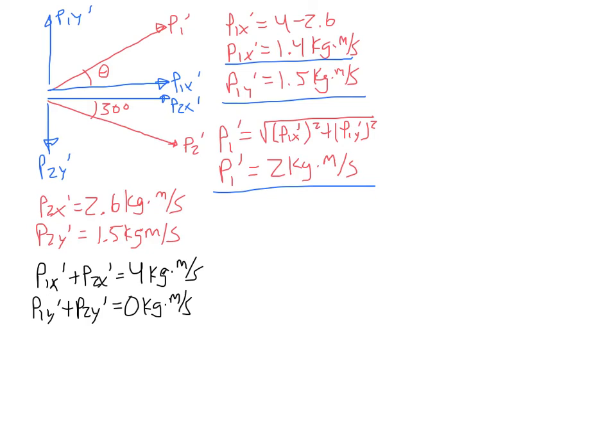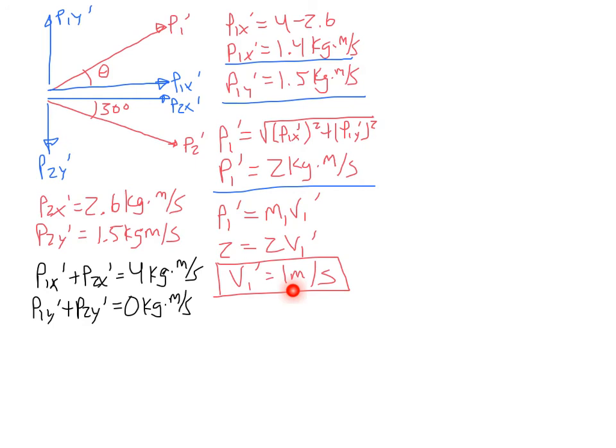So, since the p1 prime is 2 kilogram meters per second now, I can use that along with its mass to find the velocity of that object. And I nicely get a 1 meter per second for v1 prime for the first object that's on the top. Now I'm going to use the two components to find the angle.